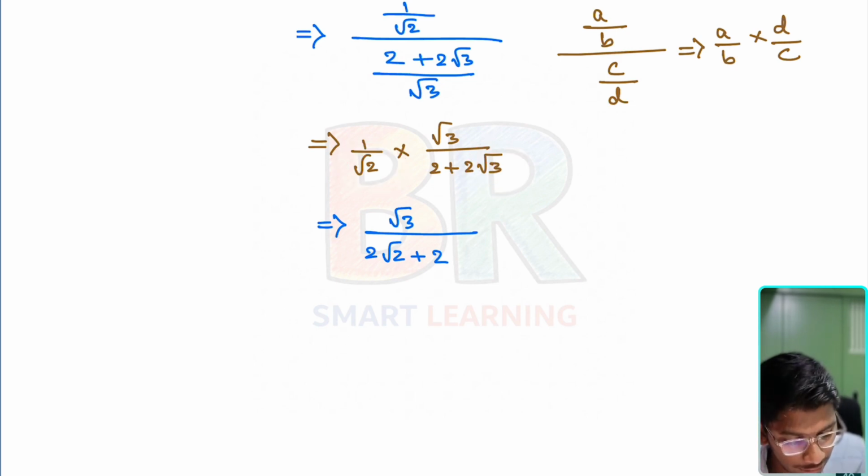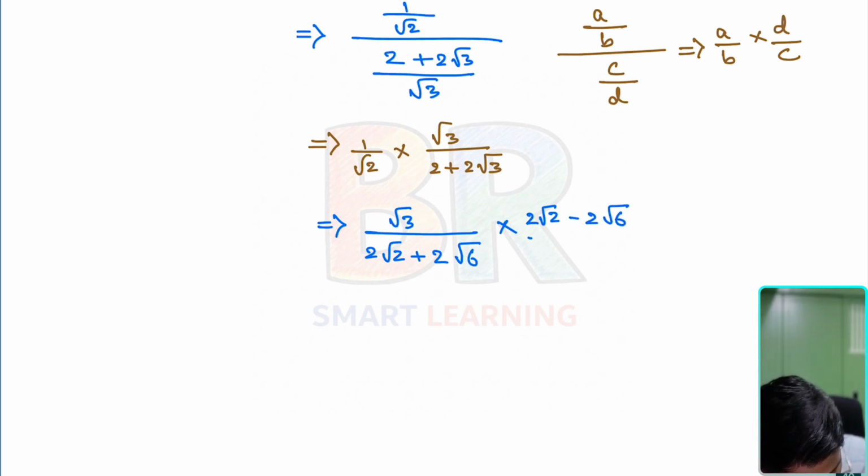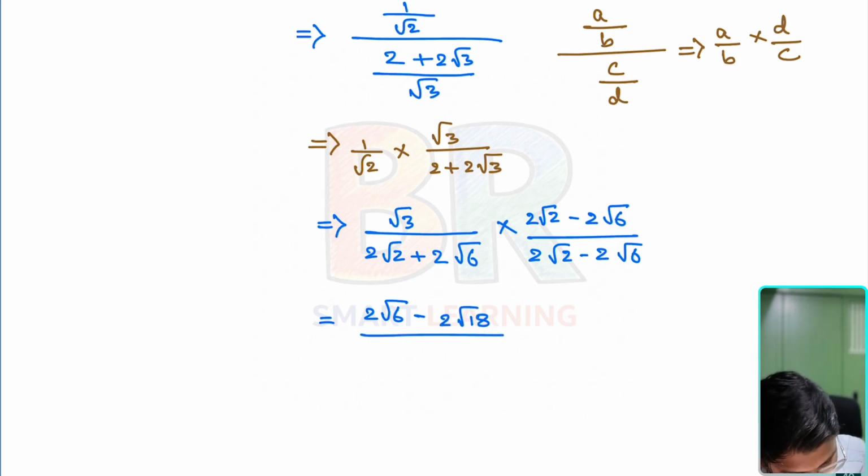Root 2 into root 3 is root 6. Now, we rationalize this by the denominator 2 root 2 plus 2 root 6. Multiply it by 2 root 2 minus 2 root 6 divided by 2 root 2 minus 2 root 6. The answer you get, what will you get? You get 2 into root 6 minus 2 into root 18 divided by.